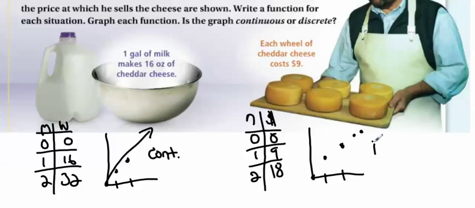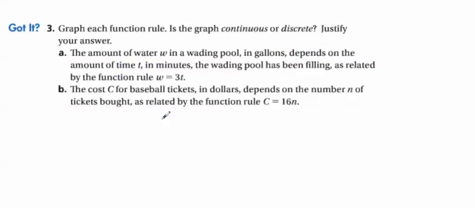So this is what we call discrete. This is discrete data. Okay, still fits a linear pattern. You can still write a rule for it, but it's really discrete data because you can't connect those dots. It's not a very smooth curve.